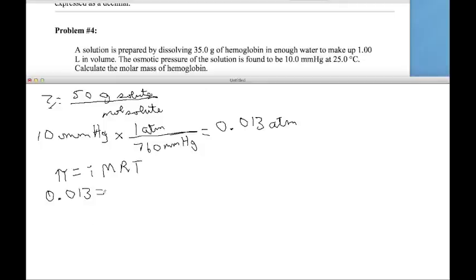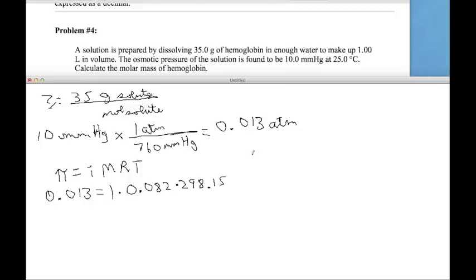hemoglobin, which is 1. And then M, which is, let's see, the molarity. Well, I don't know the molarity off the top of my head. Oh, and we don't have 50 grams, we have 35 grams of solute. In this case, it's hemoglobin, so looking for M, and then R is 0.082 liters atmosphere per mole Kelvin, and times that by, let's see, 298.15 Kelvin.